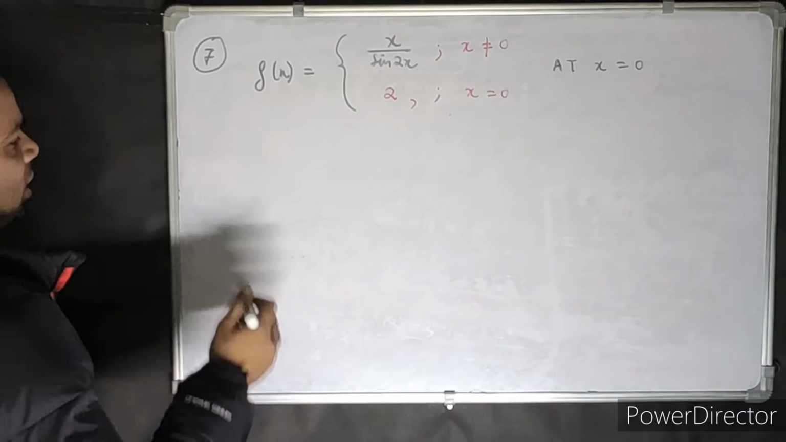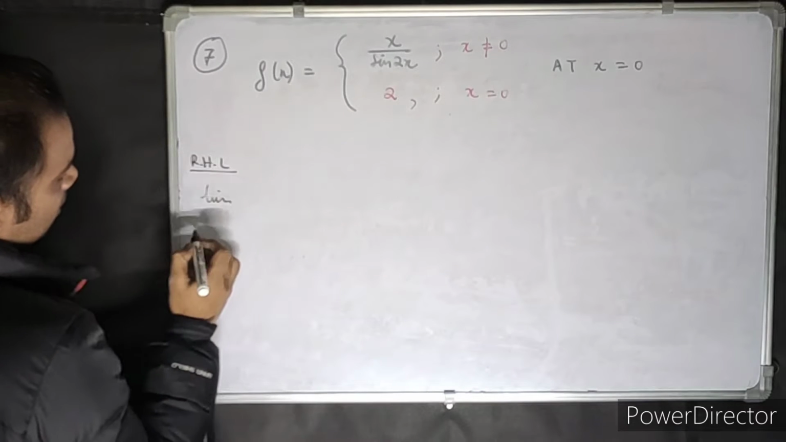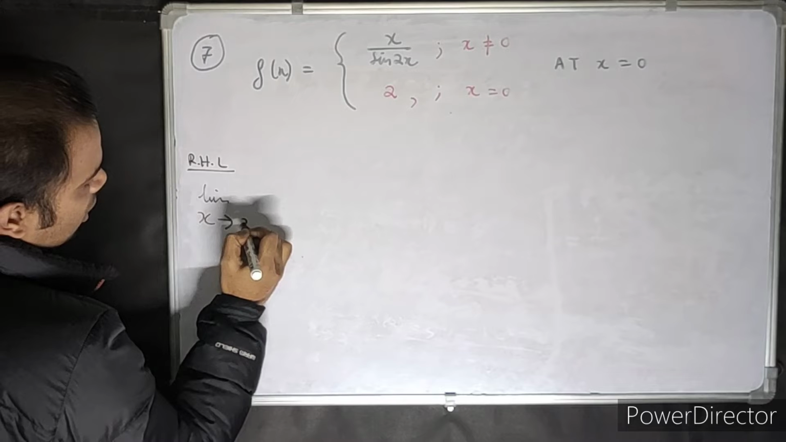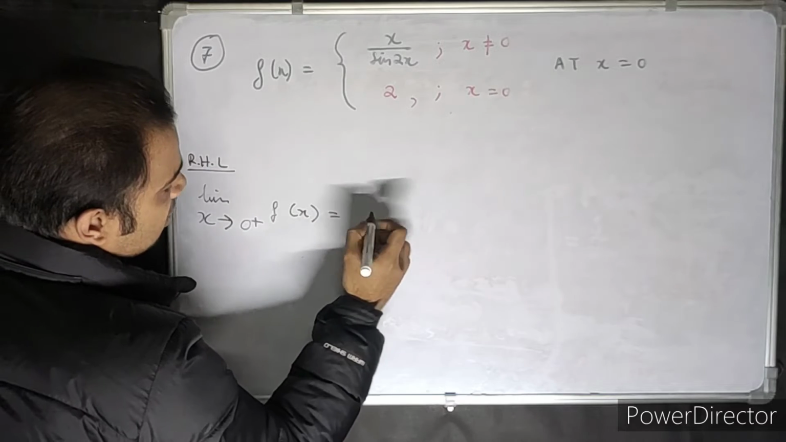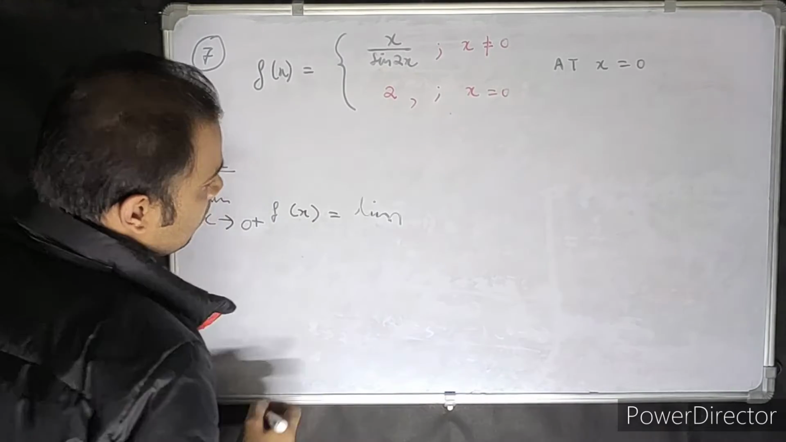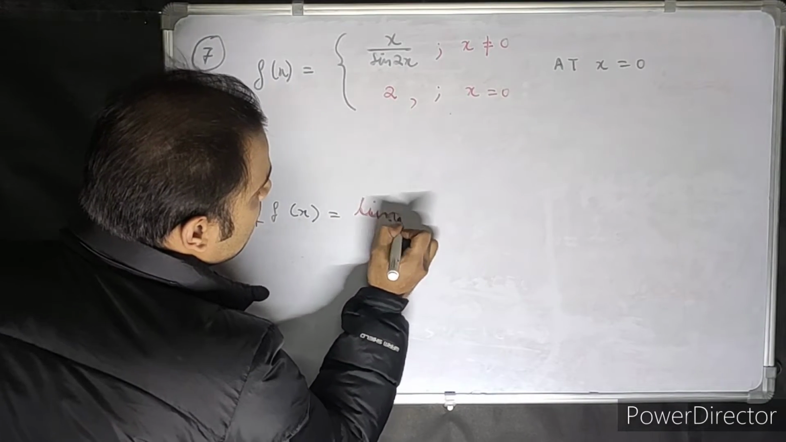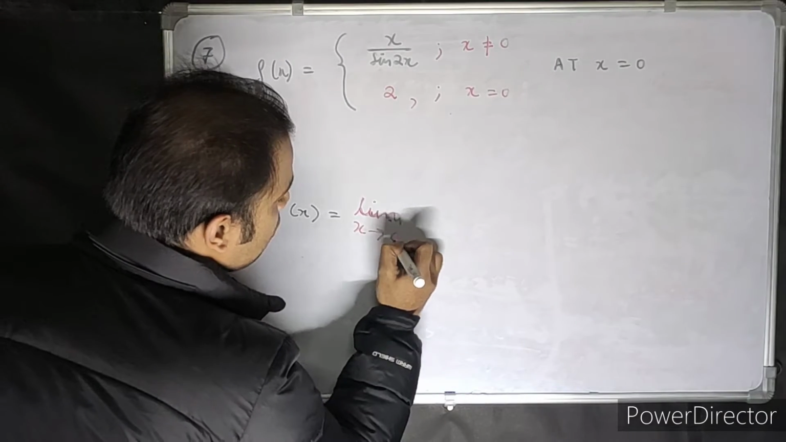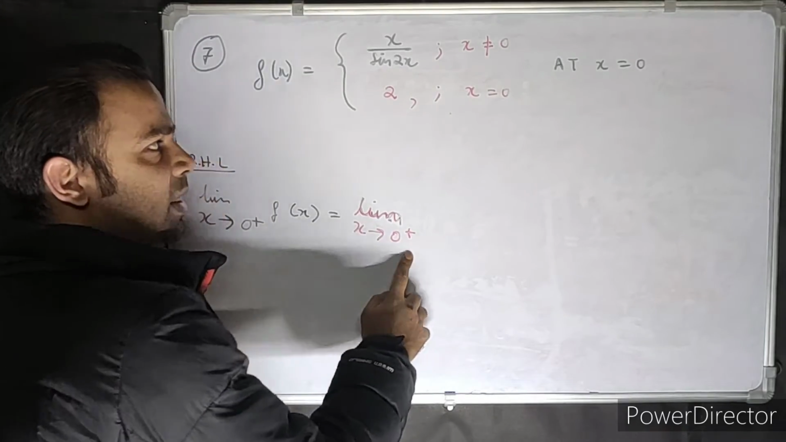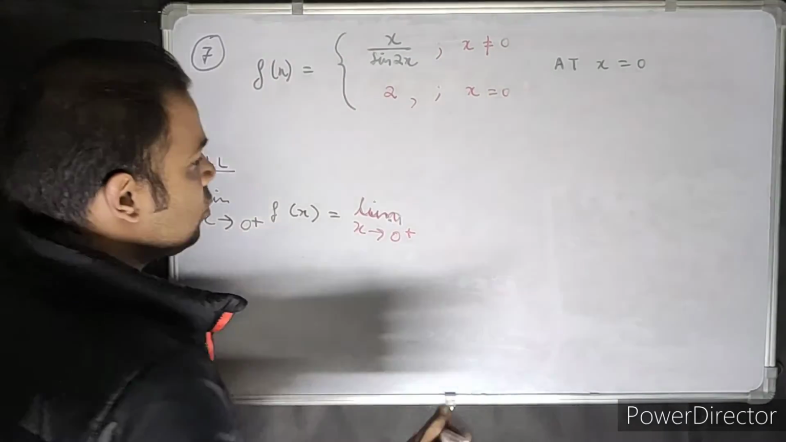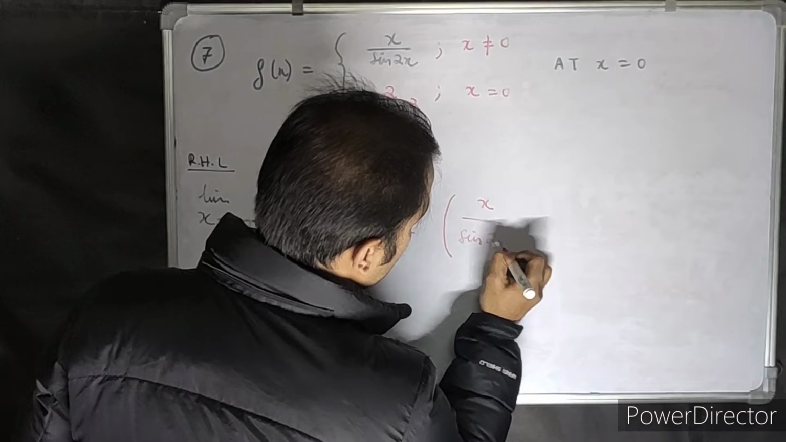So start with your LHL or RHL. Starting with RHL now. RHL, so limit x tends to 0 positive f of x is equal to limit x tends to 0 positive. So positive 0, that means approaching 0 from the positive side. That means not equal to 0. So when it's not equal to 0, what do you have to take? You have to take x by sine 2x.